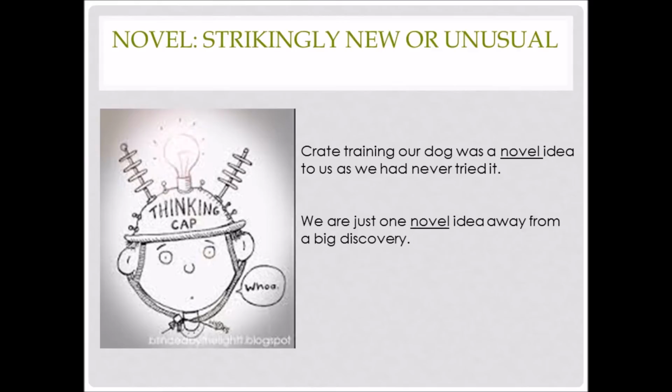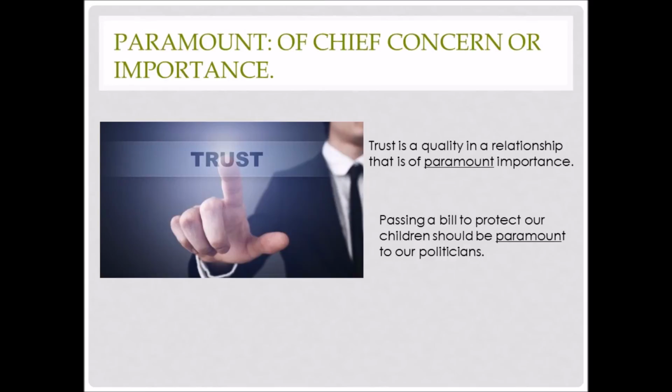Our next word is novel, and not novel like the book, but novel as in a strikingly new or unusual idea, something that's really kind of cool and new. Crate training our dog was a novel idea to us, as we had never tried it before. Or we are just one novel idea away from a big discovery. Those that are forward thinking or think outside of the box are said to be novel thinkers. If it's a new idea, if it's unusual, it's novel. And you can remember that because novel and news both start with N.